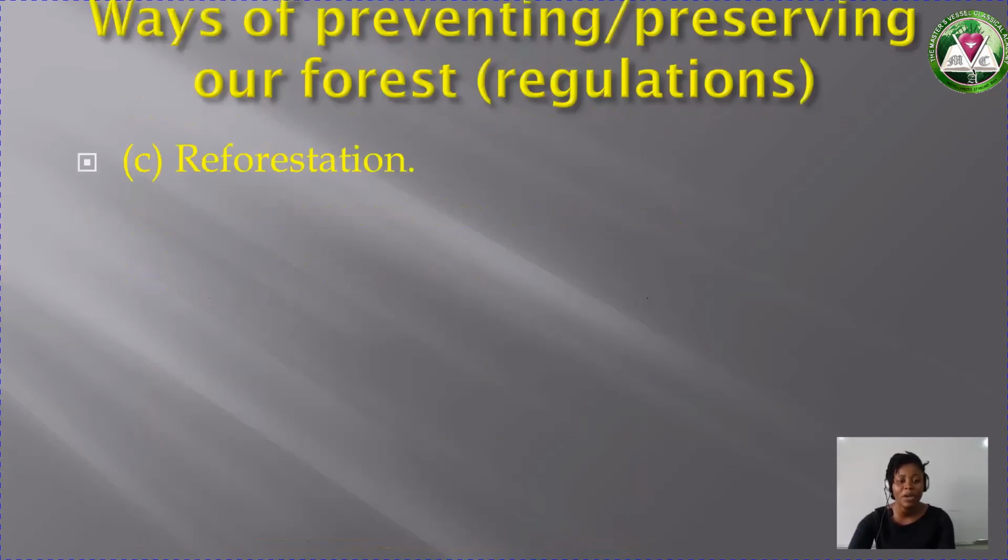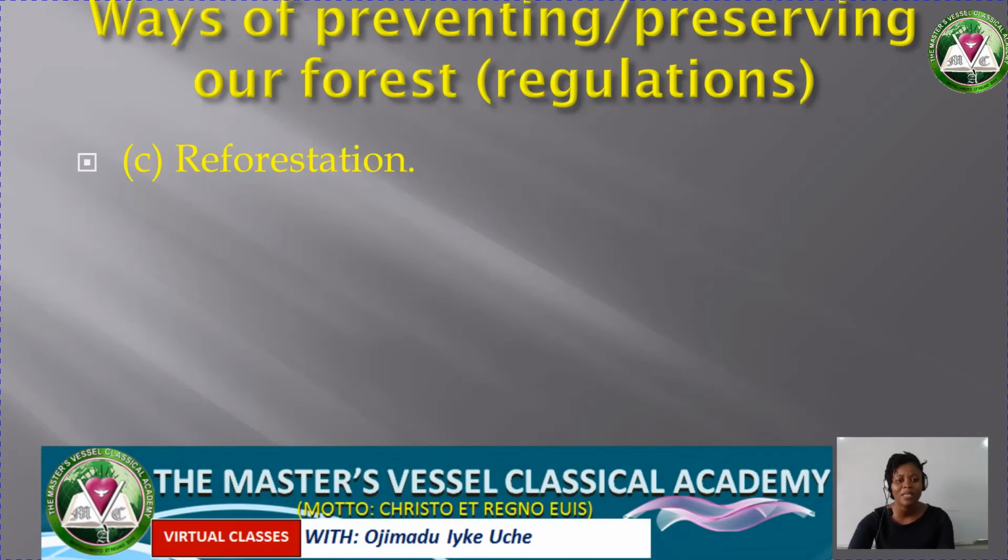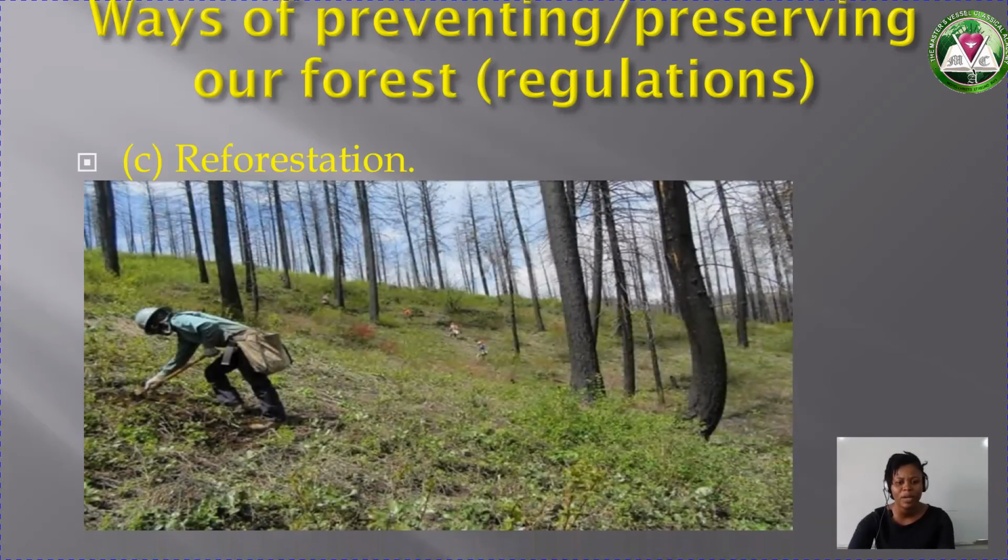Number three is reforestation. Reforestation is that you are planting trees where they have existed before. Maybe you cut down a tree, you say, okay, let me replace it. That's what we call reforestation. For example, you can see that picture there. There are trees there. Some have been cut down, and this man is actually replacing some of them.